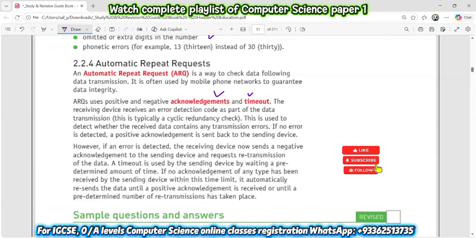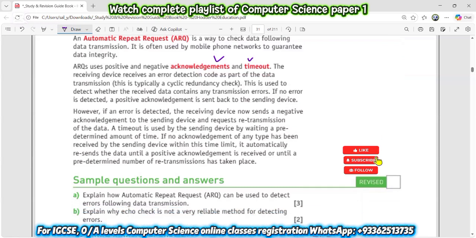Same case goes with the computer. Computer waited for the timeout time. It didn't receive any acknowledgement. It means it was assumed that the data was not received accurately. So it will resend the data. And this retransmission or resending will take place to a certain extent. It will never happen unlimited times. And that is the whole process that is called ARQ, automatic repeat request.